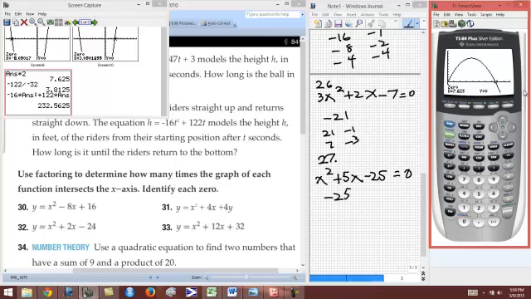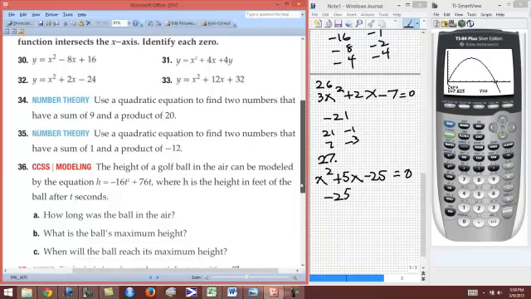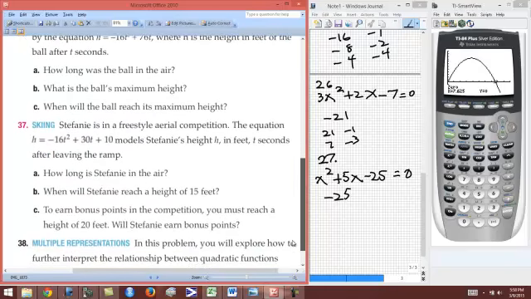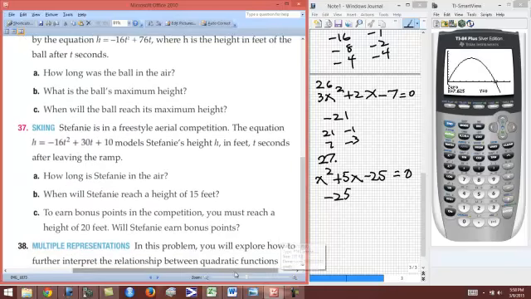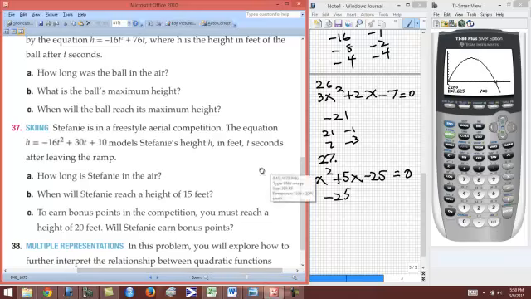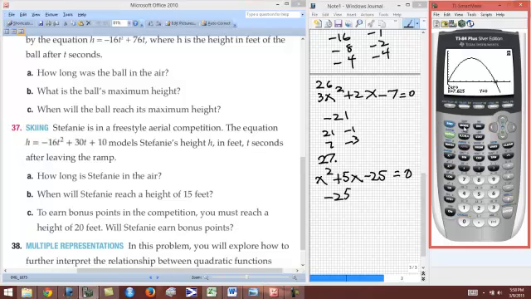28, 29. The next problem is 37. Let's look at 37. Okay, more of this same here. Let's do a little bit of prep work though. Let's get out of here and let's clear this.